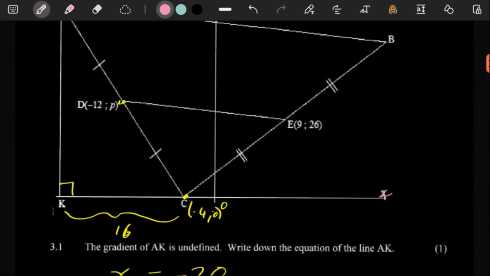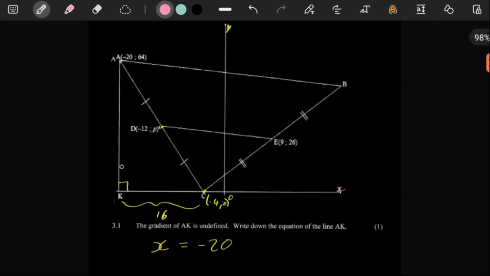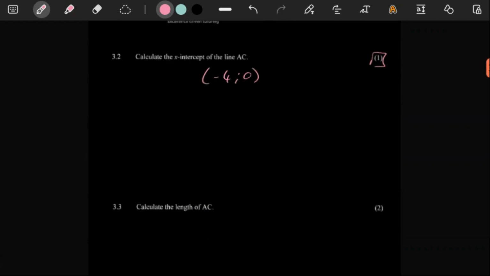We just had to think logically. So I think having guessed that this is a line going straight downwards, it's just intuition, I guess. So the next question here says calculate the length of AC for 2 marks.